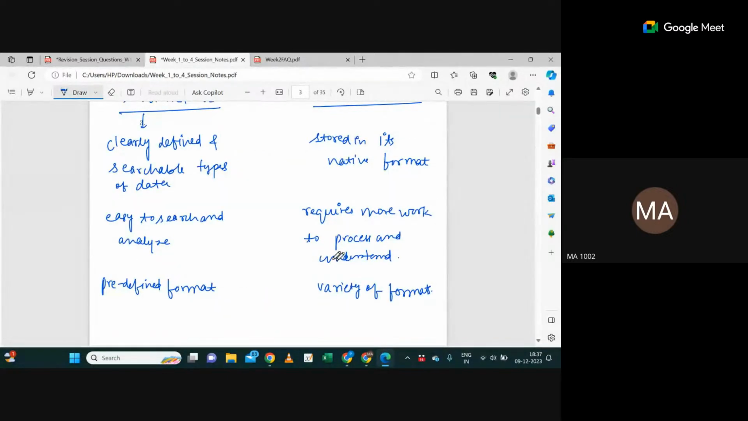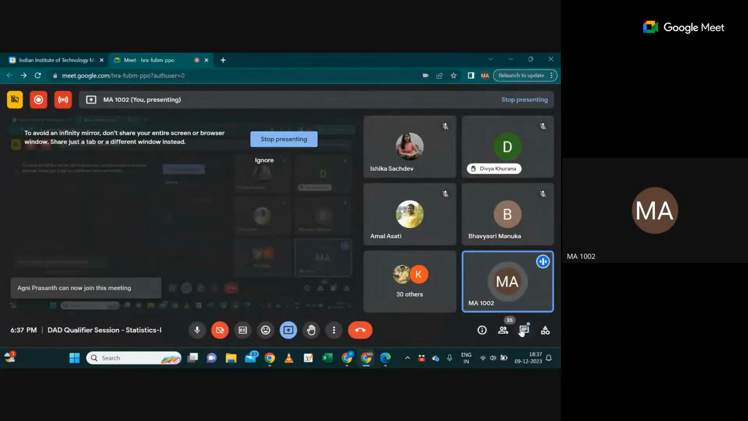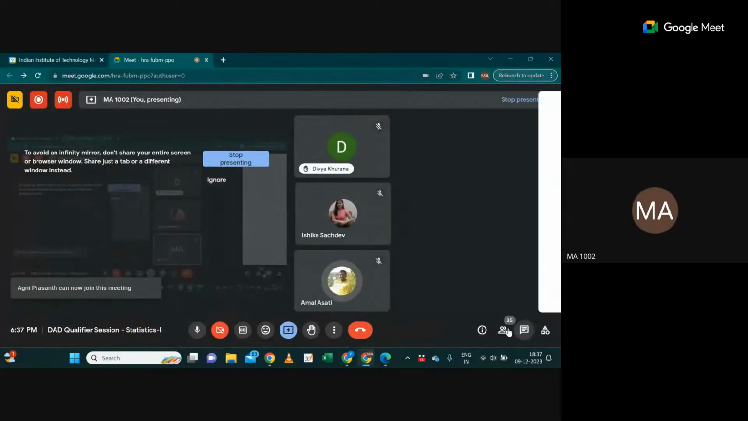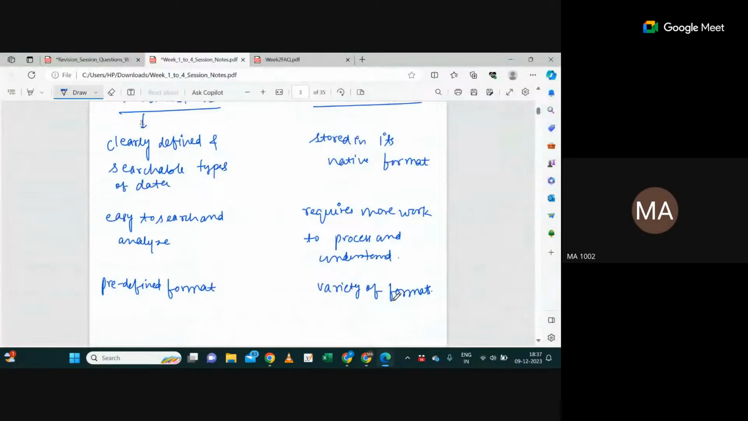While unstructured data is not in any predefined manner. For example, YouTube comments are unstructured data. They are not in a predefined manner. These require more work to process and to understand any information from the comments, right?